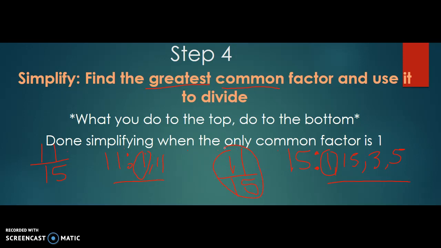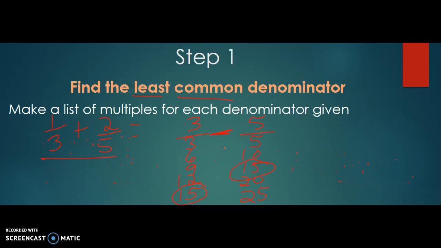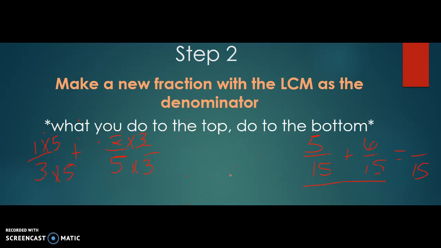Okay? So let's go back and talk through what happened. So step 1, I start off with my problem, 1 over 3 plus 2 over 5. My denominators were different, so I had to change them by first finding a new denominator by looking at the multiples for each denominator. 15 were my smallest and the only thing that they had in common. So I made my new fraction. My new denominators were 15.